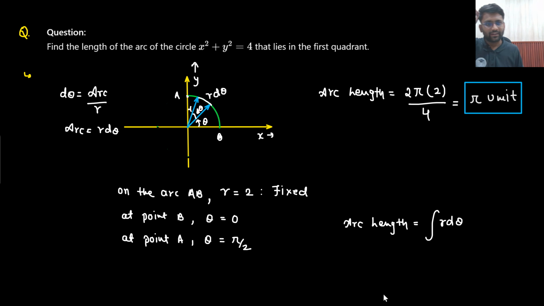From where to where will I integrate? I will integrate with respect to what? With respect to theta only, not with respect to r, because r is constant. R is constant, that is equal to 2. With respect to theta, I will integrate.